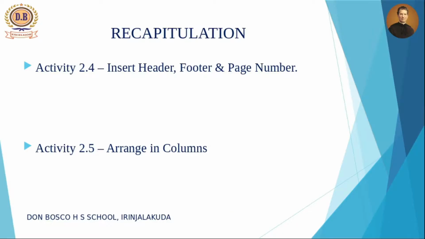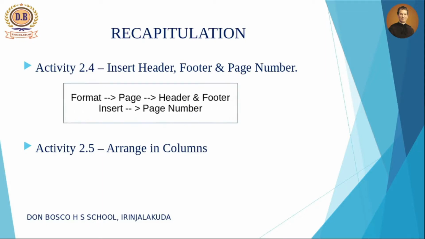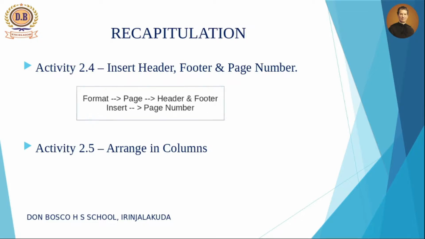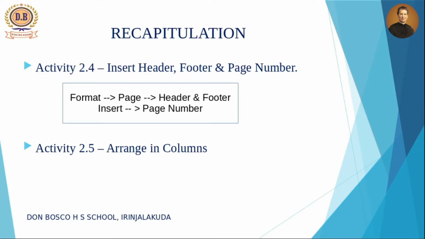Let's recapitulate today's class. The first activity which we have discussed today is inserting headers, footers and page numbers, which is activity 2.4 in your textbook. In the Format Page option, we can find the header and footer tab. By clicking on that option we can change headers and footers. To insert a page number, go to the insert option and select page number.